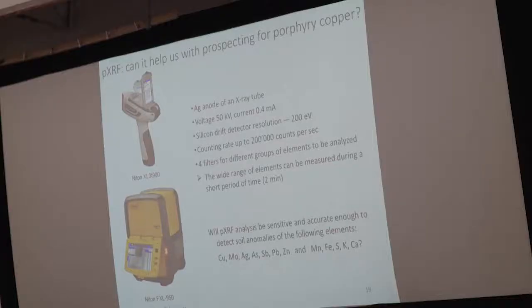Seven years ago, we participated in the prospecting project in the Baimka area and got two analyzers. And the question was, given all this technical specification, will the spectrometers be sensitive and accurate enough to detect soil anomalies of the following elements? There are typical ore elements in the first group, and elements associated with alteration of rocks in the second group.